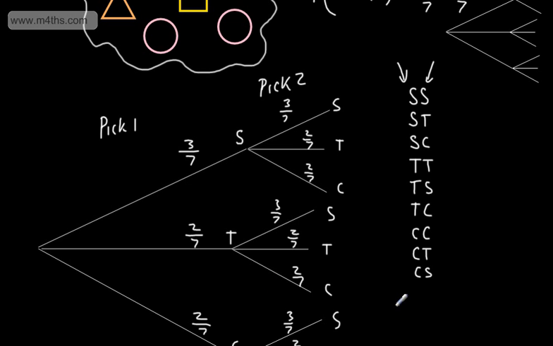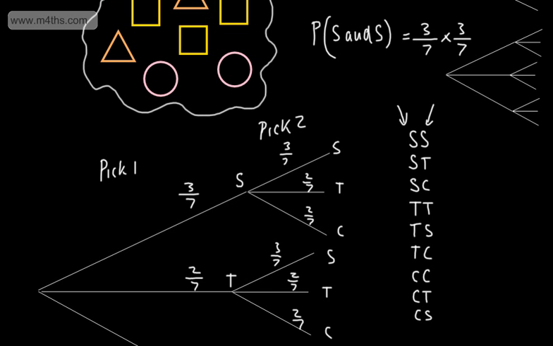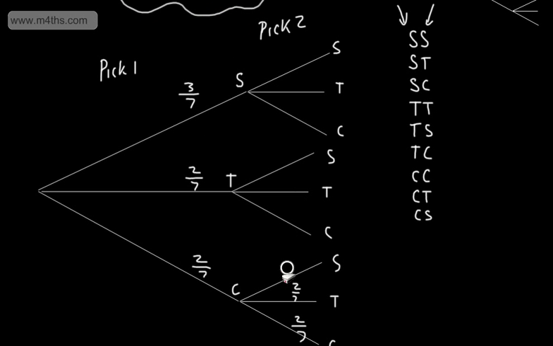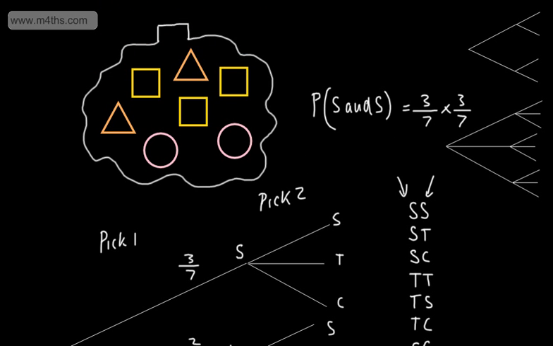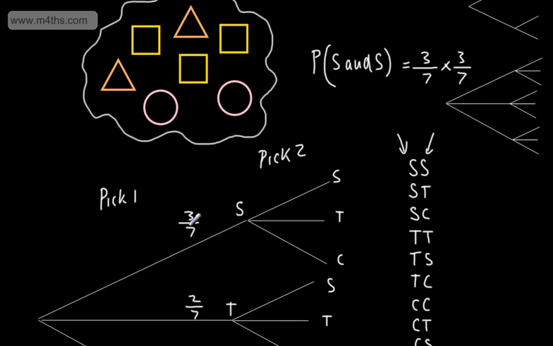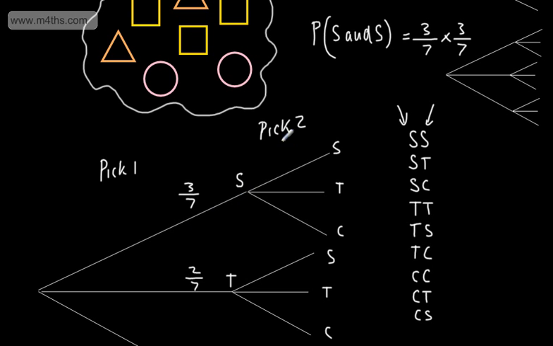Just to end the video before we go into the next one, let's look at if this was non-replacement, if I took them out. We'll build up the tree diagram and look at conditional probability. So we've been looking at independent events, but now I'm not going to replace them. If on the first pick I chose a square, we would only have 2 squares left out of 6 shapes in here. We would still have 2 triangles, out of 6, and still 2 circles out of 6.